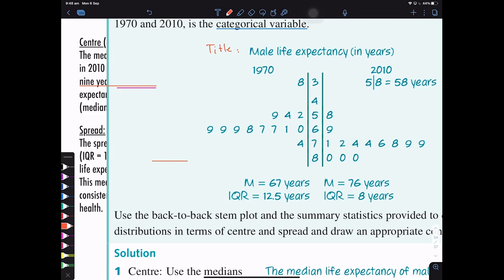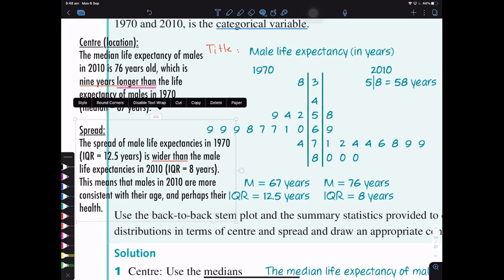So what does that mean though? Well, it means that you live longer. If you're in 2010, you tend to live longer, or everyone lives longer, right? Whereas in 1970, only a few would live longer and a few would live less, and then you've got a couple in between. So it's very inconsistent. That's what it means. So there's two ideas here that I've used for comparative language: more wide and more consistent with their age.